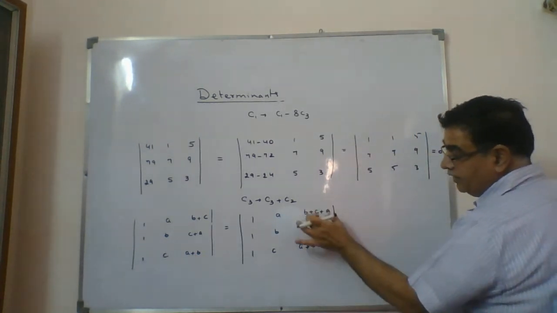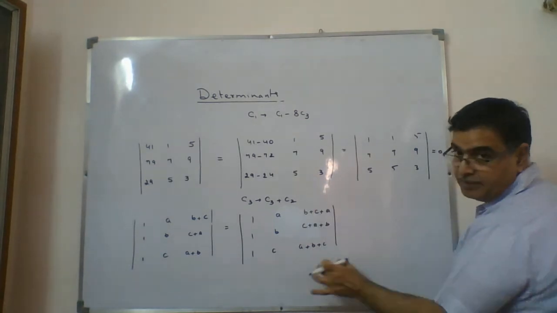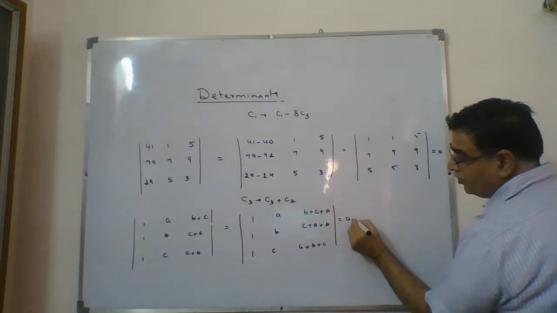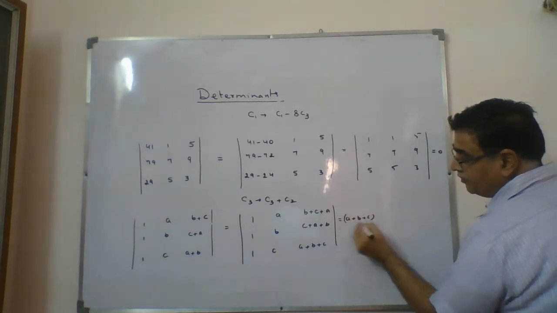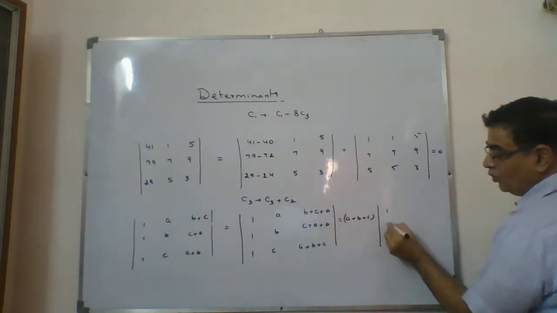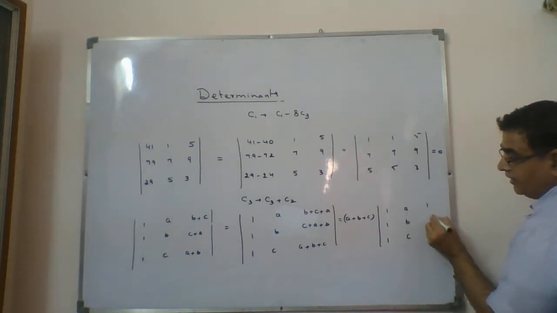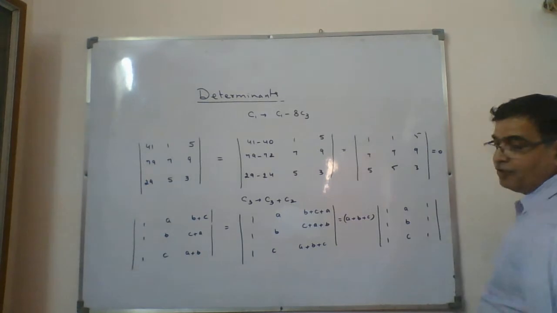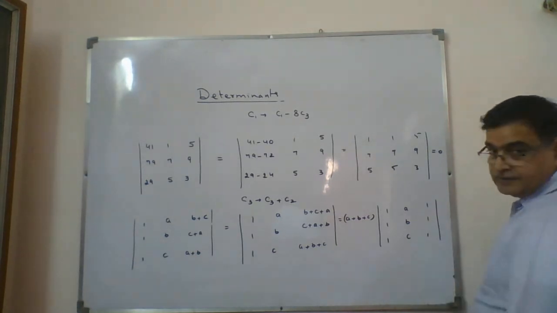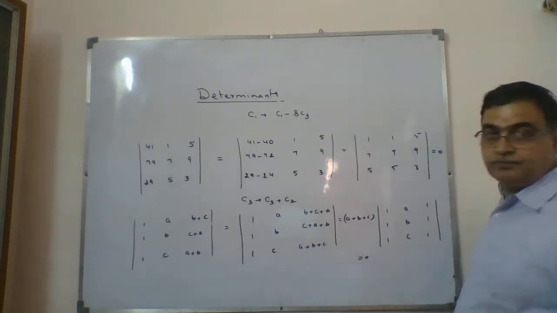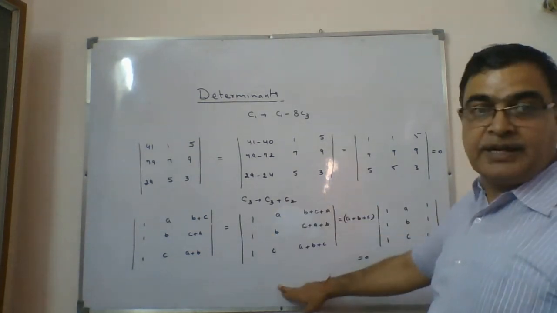Now in this column every term is A plus B plus C. Can you take that common? Yes, we can take that common. So A plus B plus C will be common here. Left is 1, 1, 1, this is A, B, C. And when A plus B plus C has gone out, it is left 1, 1, 1. And when you get this, again two columns are identical, so the result comes out to be 0. So this can be done.